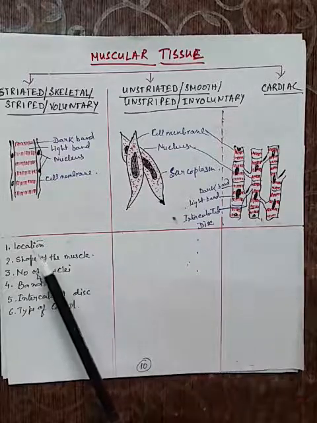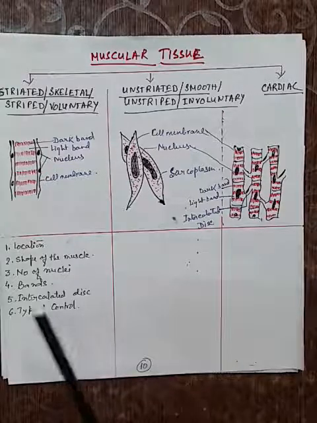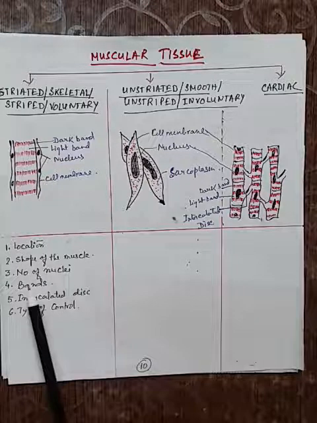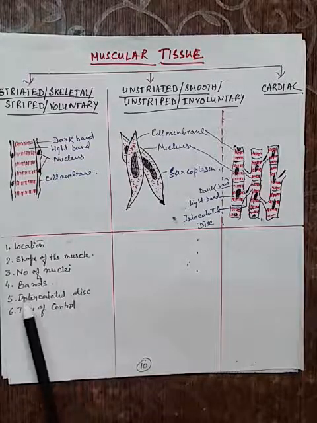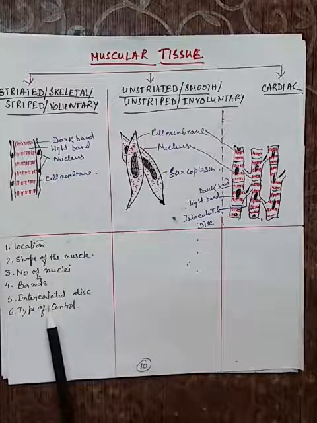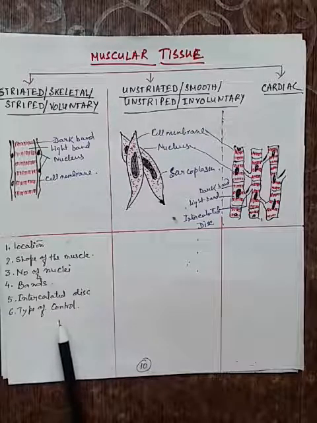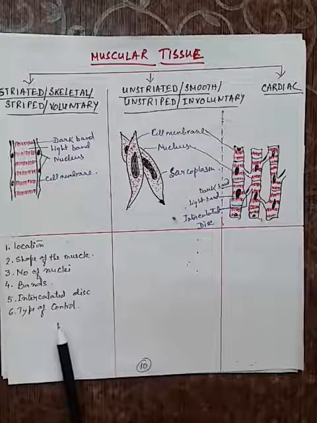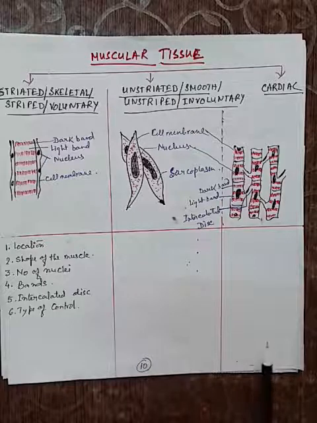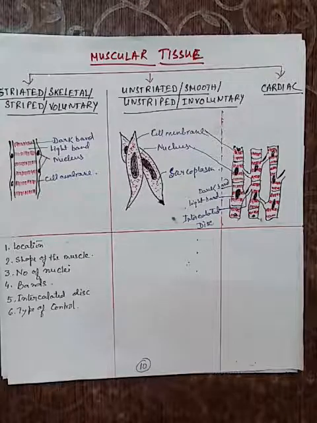Now on the basis of some parameters I have written, you will learn the differences depending on the location, the shape of the muscle, the number of nuclei, whether the bands are present or not, whether the intercalated disc is present or not, and how they are controlled, whether involuntary or voluntary. Depending on these parameters, you will learn the difference between these three types of muscles, as well as practice the diagram of these muscles.